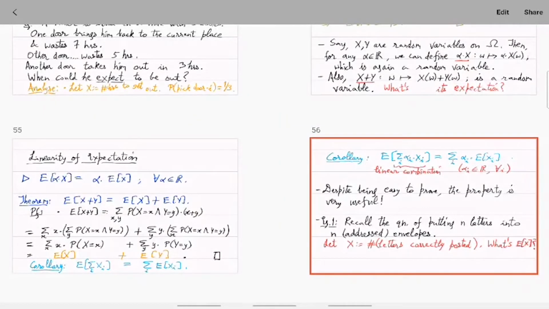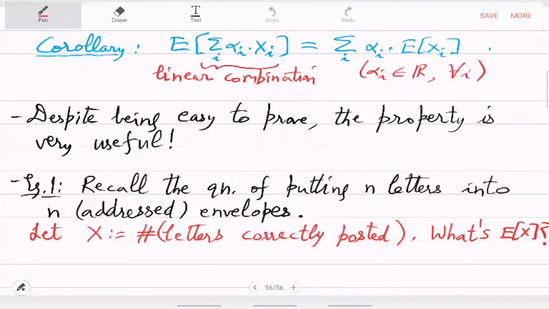We proved linearity of expectation, which is that the expectation of X plus Y is expectation of X plus expectation of Y, and this was without any assumption. So, you will see in this course again and again the great usefulness of this simple property. So, let us start with this example of putting letters into n envelopes which are addressed in a random way.